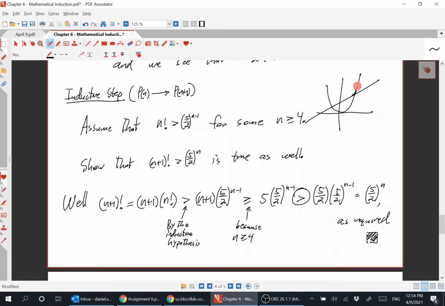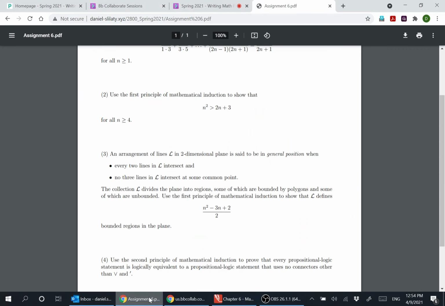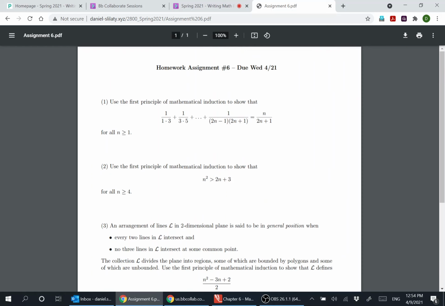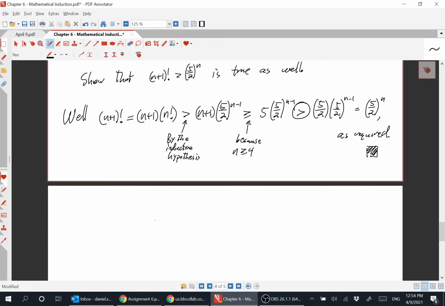So after this point, the parabola is greater than the line. That's fine. That is a proof, and it's a much more elegant proof than what we're doing here. But this is just practice for induction. So use the first principle of induction to show that. Okay, just for practicing about induction. But let's do one more inequality problem.